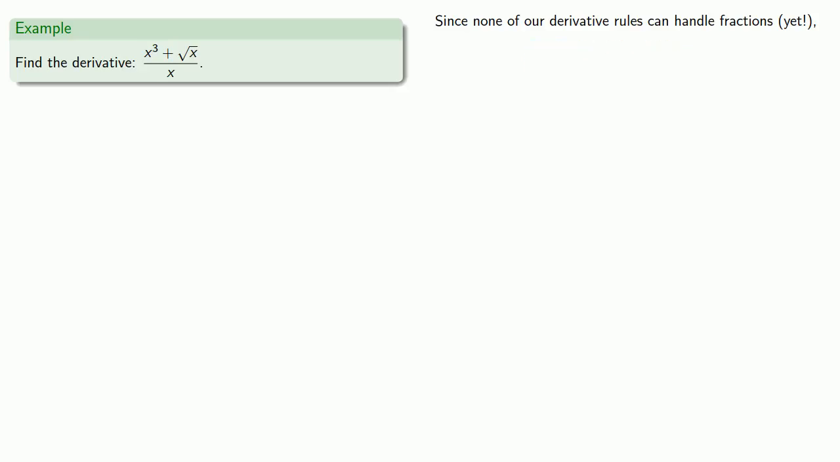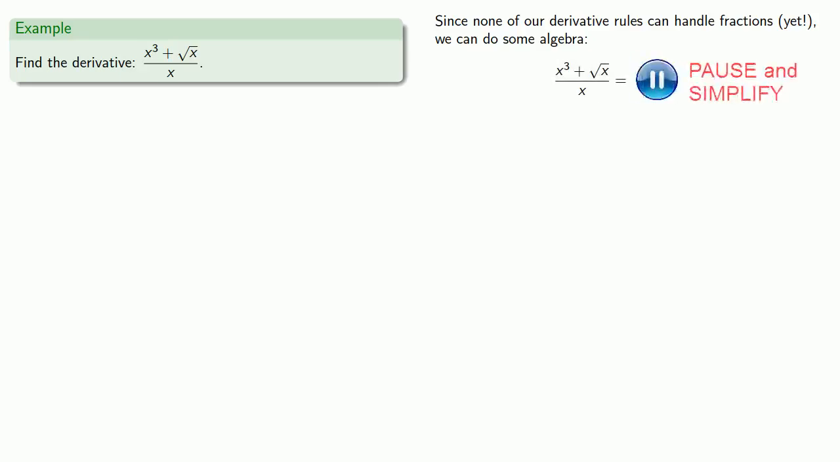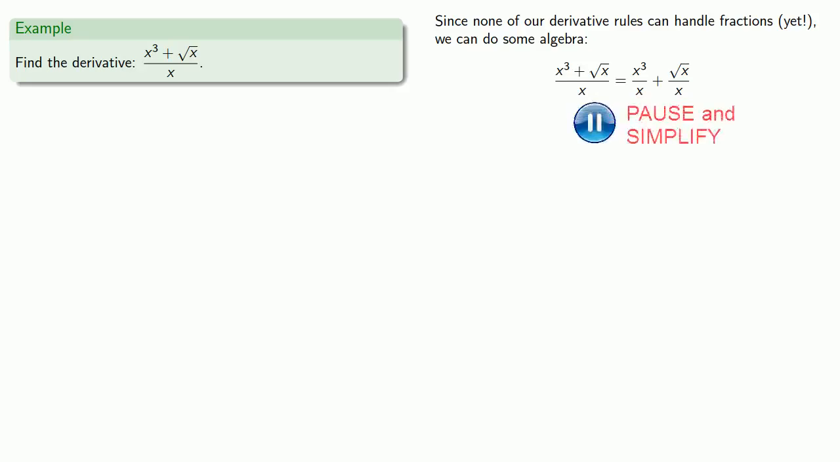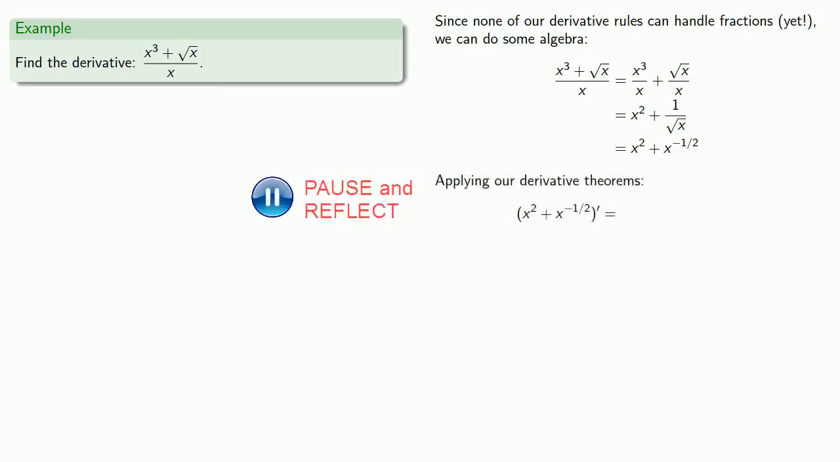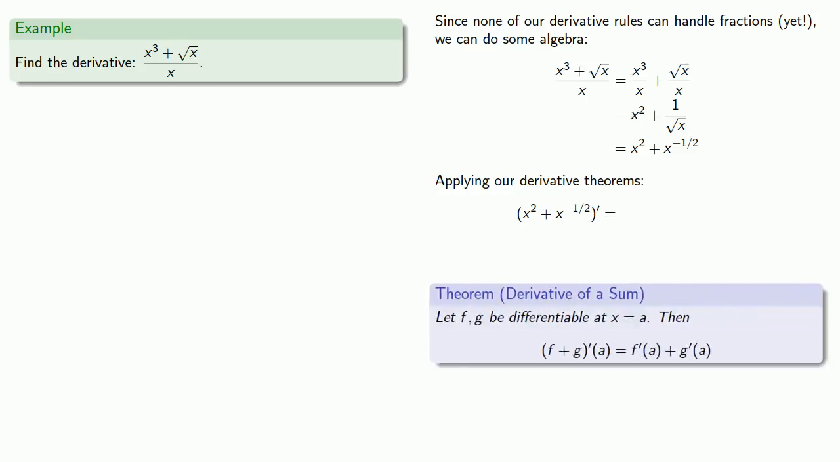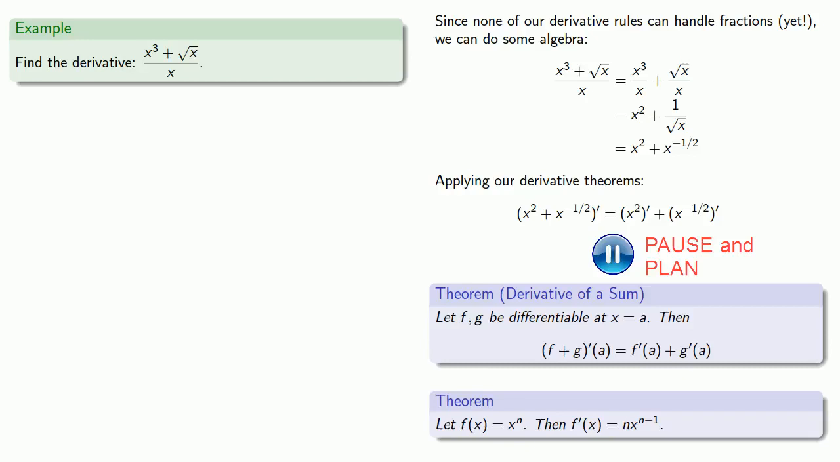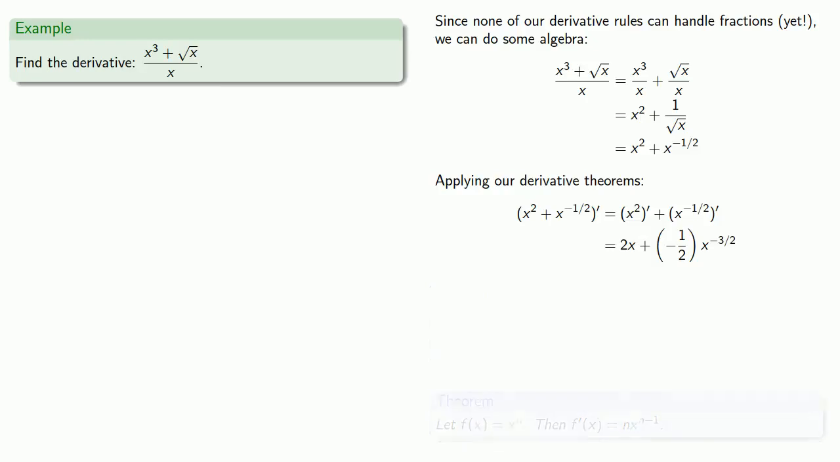We could always fall back and do a little bit of algebra. This quotient can be rewritten as x cubed over x plus square root of x over x. And we'll do a little bit of algebraic simplification and cleanup. The type of function is a sum, and so we can break this apart as the sum of the derivatives. Now both terms are of the form x to the power n, so we can find the derivatives, and we should do a little bit of algebraic cleanup to get our final answer.